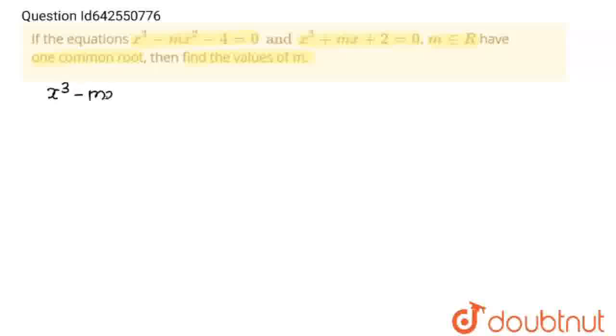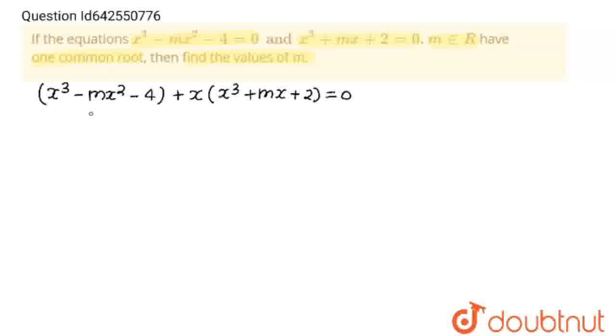x cube minus mx square minus 4 plus, I am going to multiply this with x and add with this equation. This will become x cube plus mx plus 2 equals 0. First of all, let us understand why I did this and what will be the benefit.